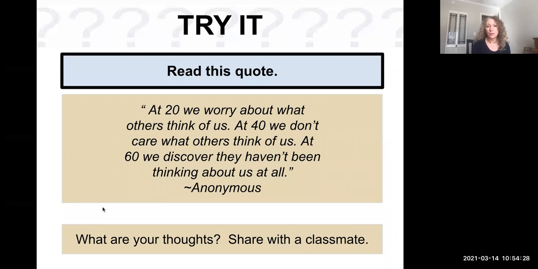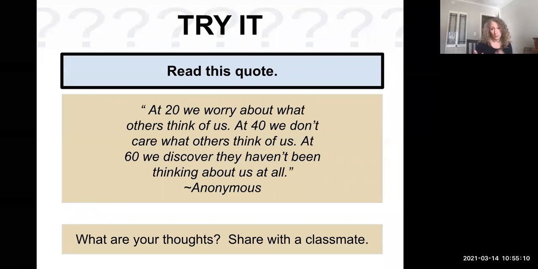All right. At 20, we worry about what others think of us. At 40, we don't care what others think of us. At 60, we discovered that they haven't been thinking about us at all. Now that's kind of extreme. I don't necessarily agree with that quote. I think the greater point is maybe when we're younger, we're more concerned about peers and worrying about what people are thinking, getting easily embarrassed. At 40, we are less worried about that. And we're starting to really make our own individual decisions. But at 60, I would not necessarily say that I'm looking back and thinking nobody ever was thinking about us. Maybe I might realize they don't think about it as much as I thought they thought about me.